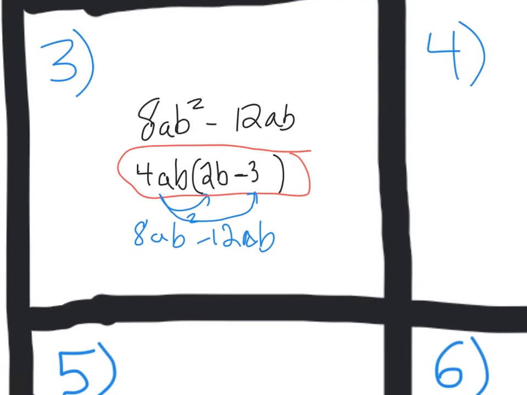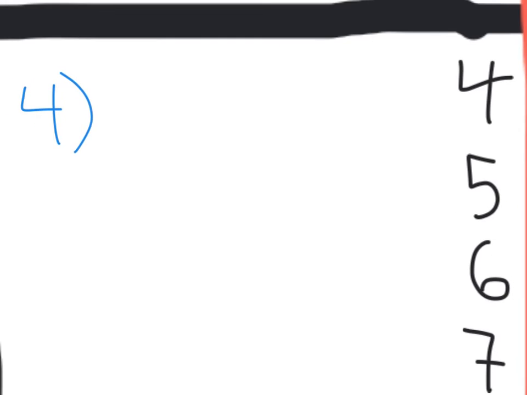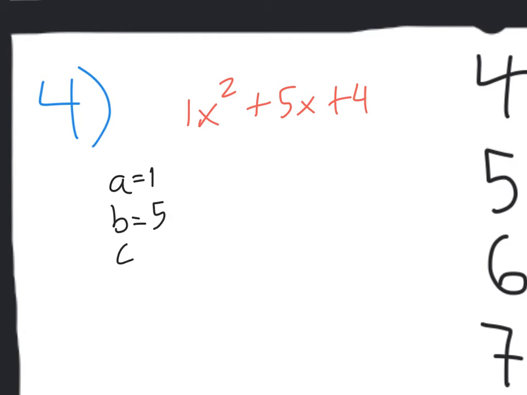Nice. All right. Let's go to number 4, and utilize the magic x that we learned in class today. So you've got x squared plus 5x plus 4. Okay, so you want to identify your a, b, c. Here a is going to be 1, because we have 1x squared. That's the same as having just x squared. So a is 1, b is 5, c is 4, and then AC is going to be 1 times 4, which is 4.